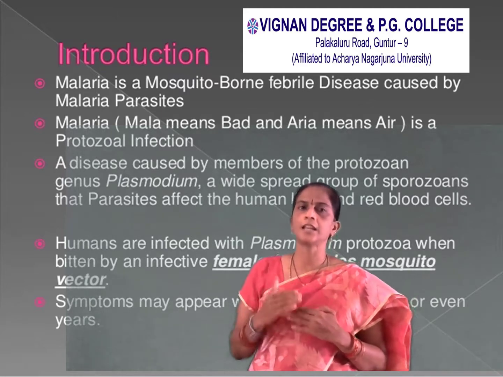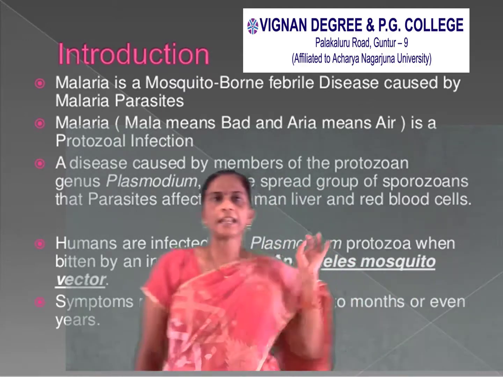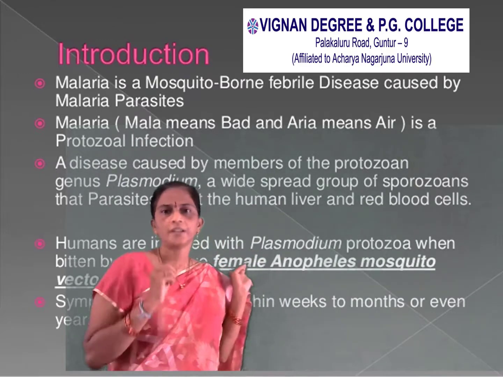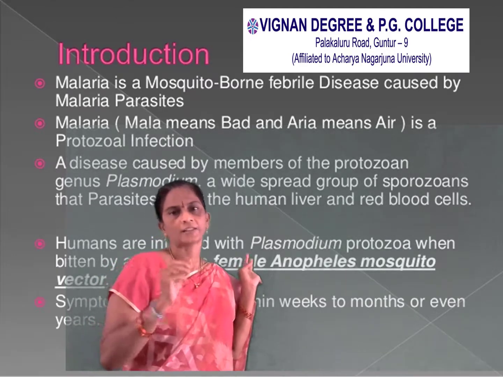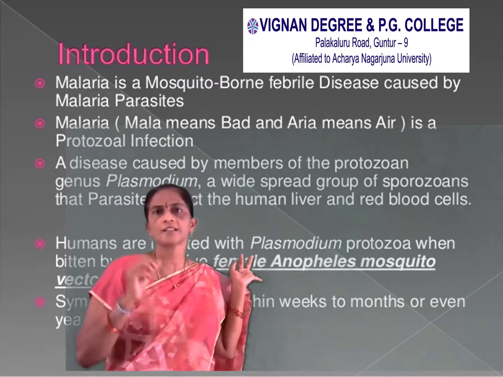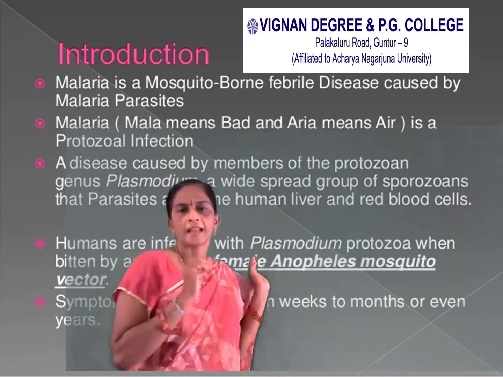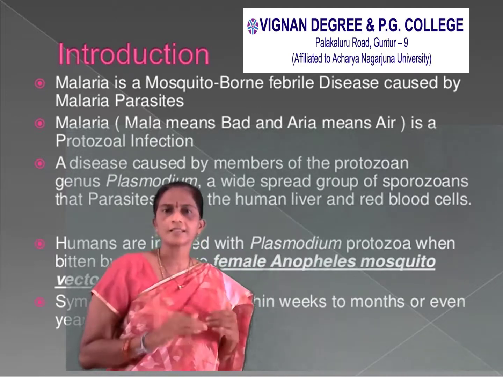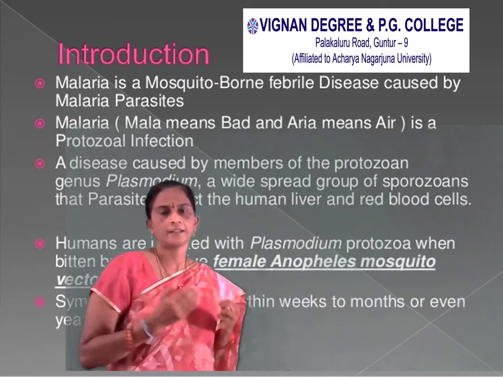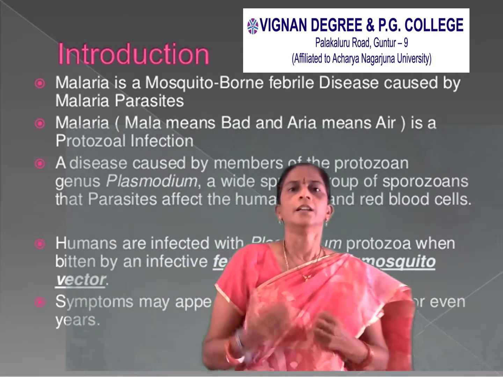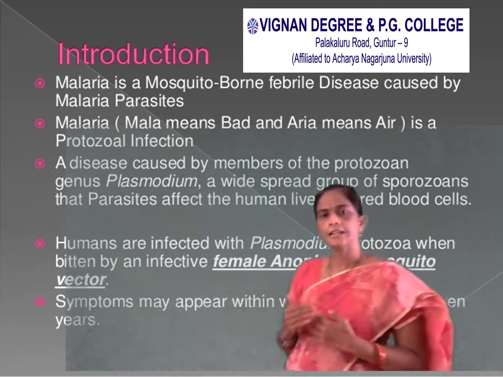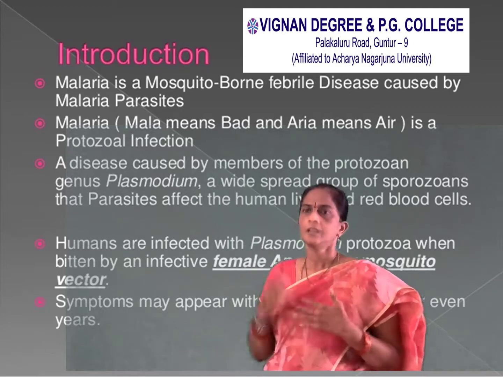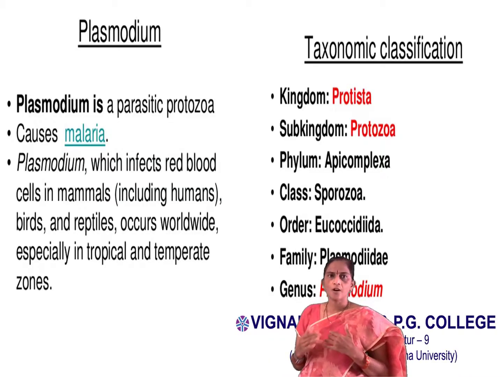This disease mainly affects human beings. What is the mosquito? That is the female Anopheles mosquito. It is a vector-borne infection. The female Anopheles mosquito carries the Plasmodium protozoan. This Plasmodium protozoan causes malaria. The symptoms may appear within 1 week, or it may take more than 1 month. Sometimes it may take years. So it is a mosquito-borne infection.